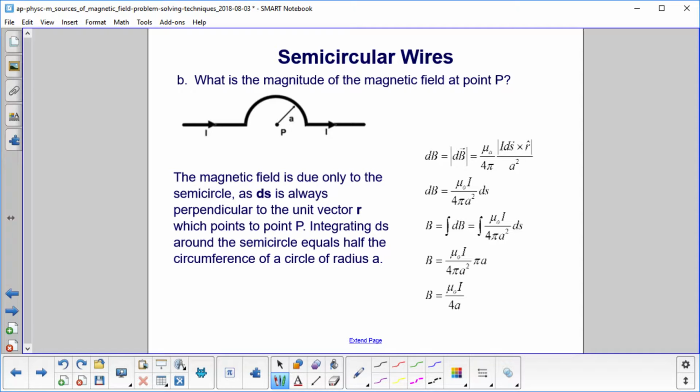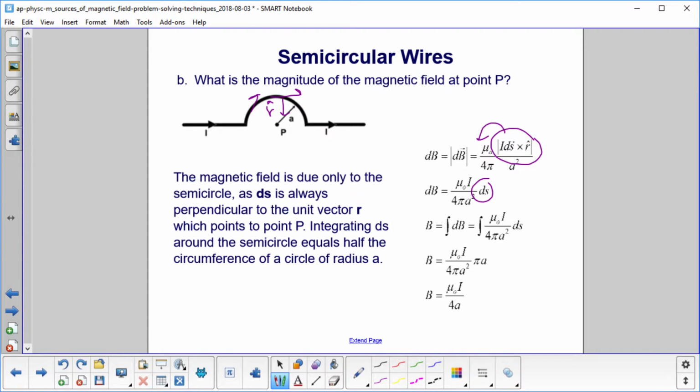We also know that ds, wherever we take it on the semicircle, will be perpendicular to the unit vector r that points to P. So therefore, in this expression in Biot-Savart, you have ds cross r, and the magnitude of that is ds r sine theta. Theta is 90 degrees, so the magnitude of ds cross r just reduces to ds. And of course the I comes out in front, that's a constant. We now sum up all the little ds's.